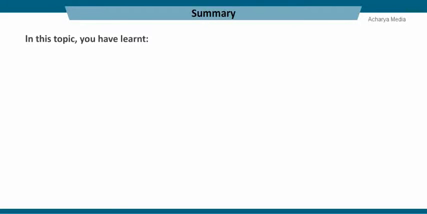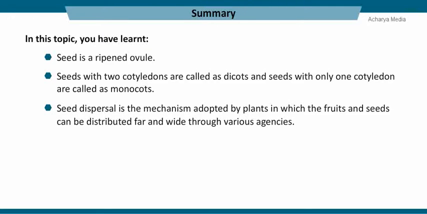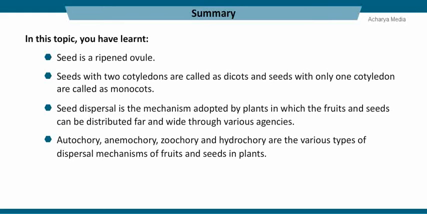In this topic, you have learnt that a seed is a ripened ovule. Seeds with two cotyledons are called dicots, and seeds with only one cotyledon are called monocots. Seed dispersal is the mechanism adopted by plants in which the fruits and seeds can be distributed far and wide through various agencies. Autochory, anemochory, zoochory, and hydrochory are the various types of dispersal mechanisms of fruits and seeds in plants.